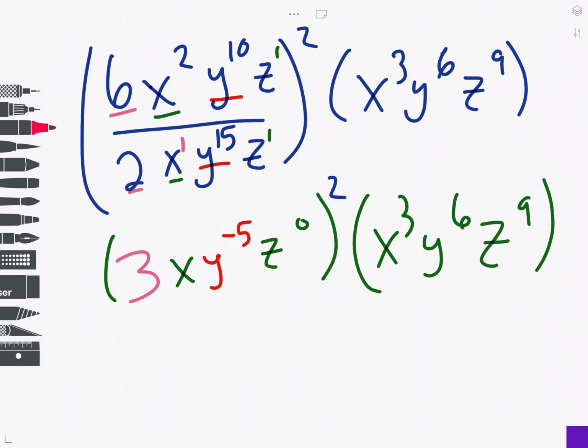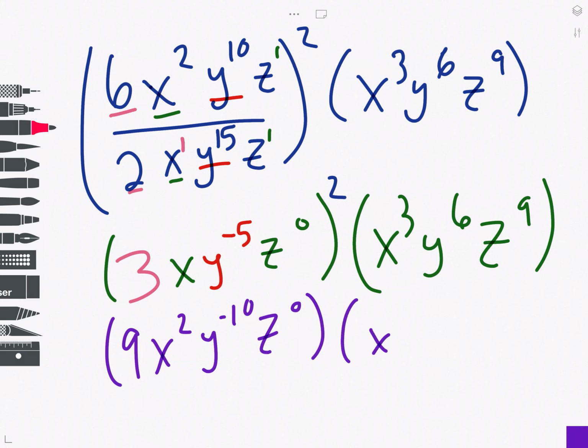So we did parentheses, now let's do exponents. So I would do 3 squared is 9. X squared is x squared. Y to the negative 5th to the 2nd would be y to the negative 10th because you multiply them. And 0 times 2 would be 0 still there. Okay. Oops, I don't know why I put a parenthesis there. So now I've done parentheses, exponents, now I need to multiply.